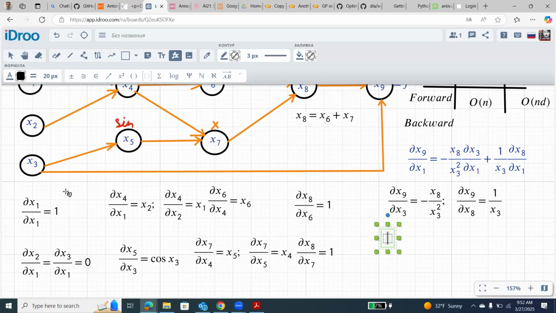Okay, so if I want to calculate the derivative of our function with respect to x1, we look at the inputs in our node. And so the inputs in our node are x3 and x8. So we take the derivative. Let me change it a little bit back.